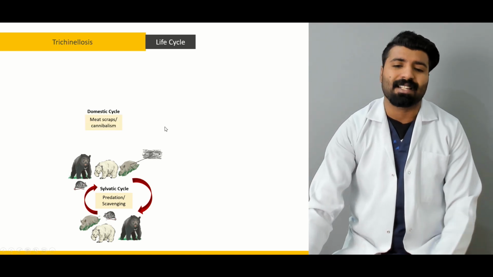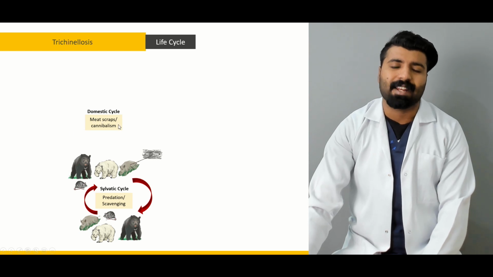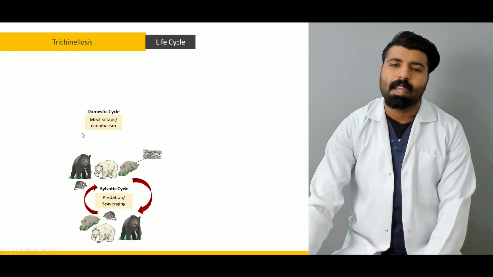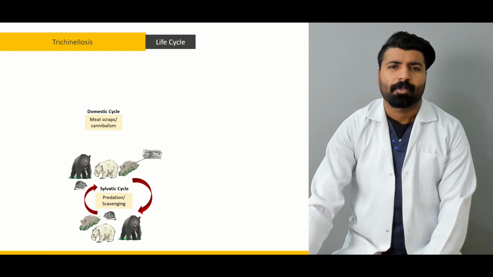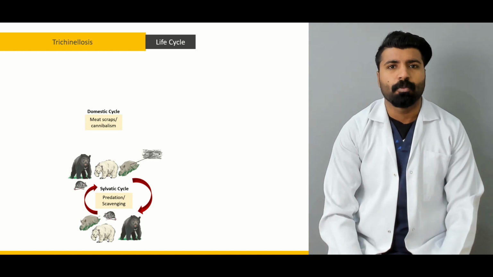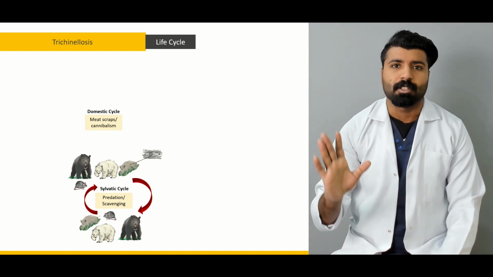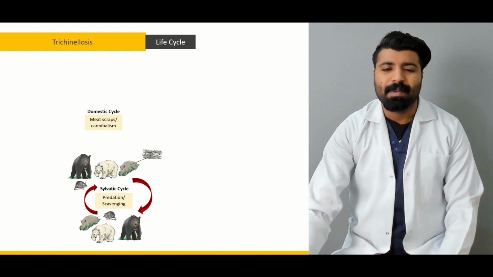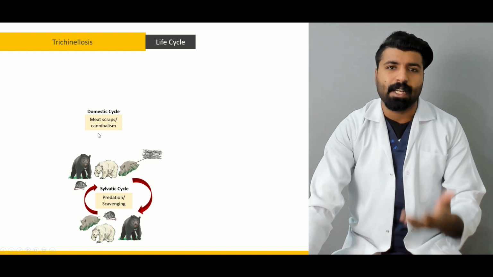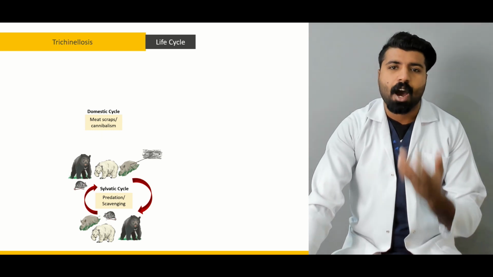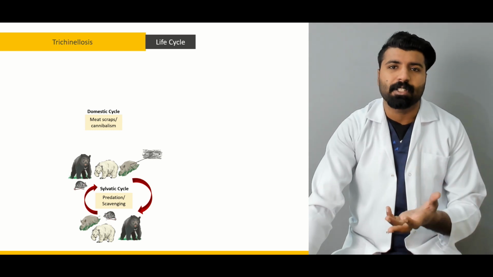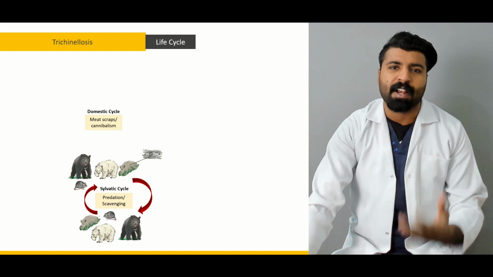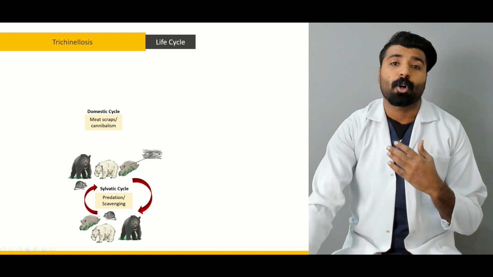This is what's called the domestic cycle, or we call it meat scraps, or we call it cannibalism. What is cannibalism? Cannibalism is eating each other. There are certain people who eat humans, and they are called cannibals. So in the domestic cycle, either we eat those meat scraps which harbor these parasites, these pathogens, and when we eat them, they get into our enteric system and cause us infection. Or it can be because of cannibalism.